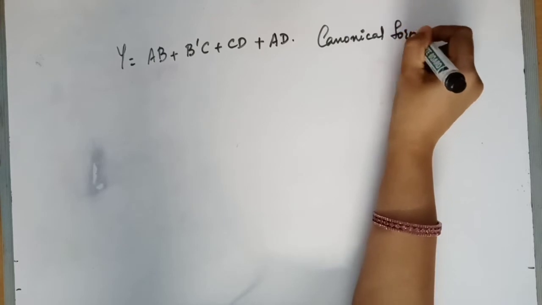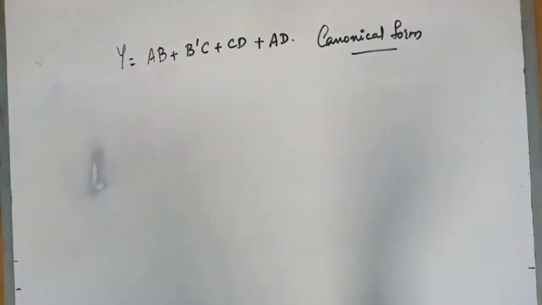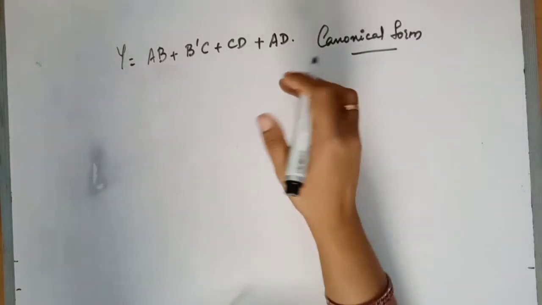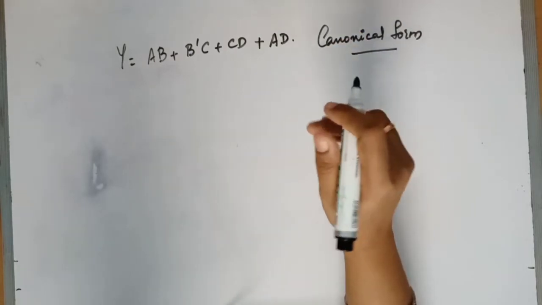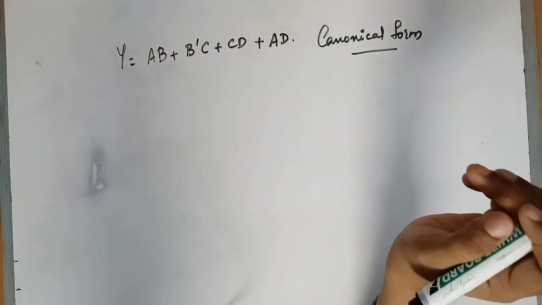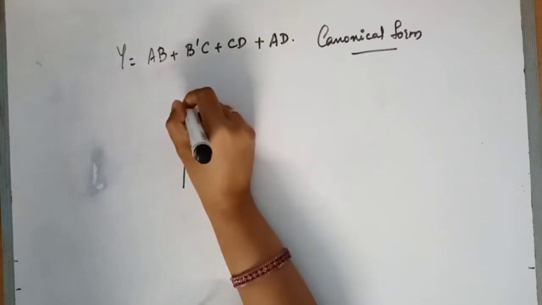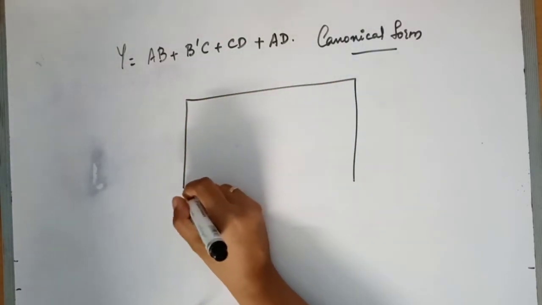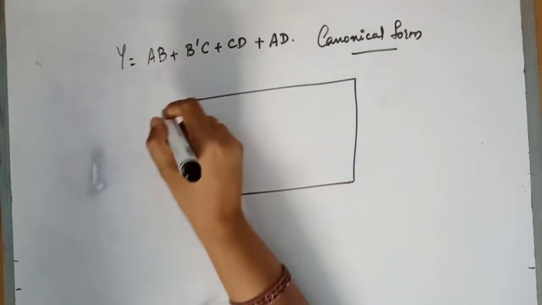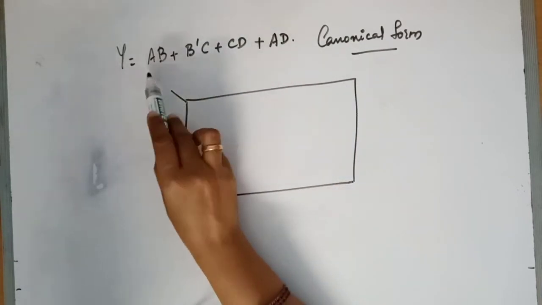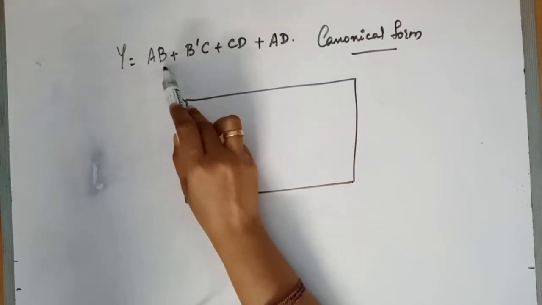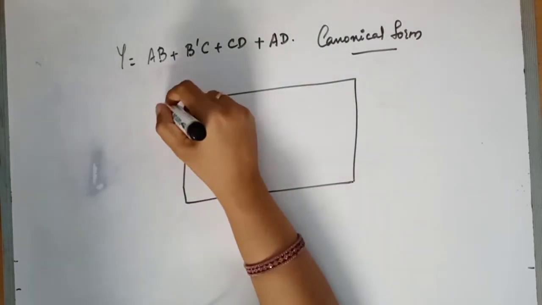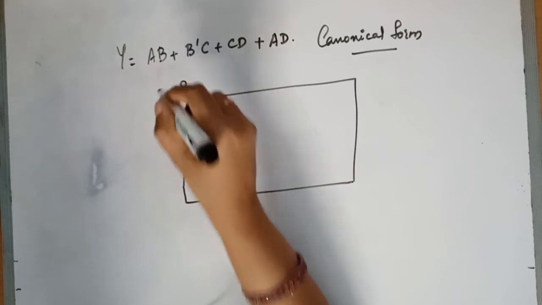Write the canonical form. The canonical form is the way by which you write a function of A, B, C, D equal to sigma m, some values. The easiest way to write this is to map it to a particular K-map. First you see how many variables there are. There are A, B, C and D, so it's a 4 variable K-map.